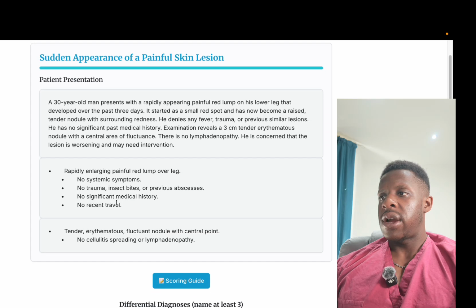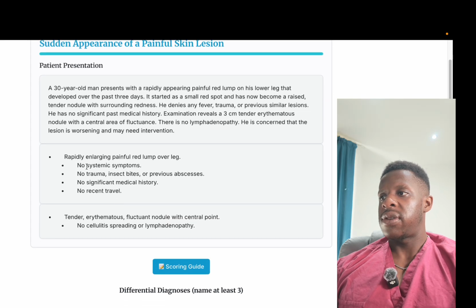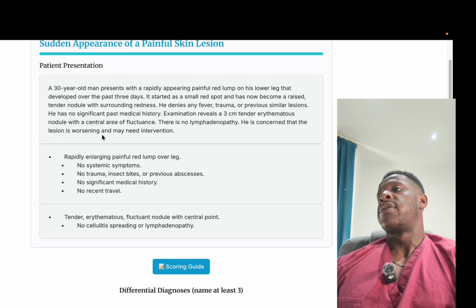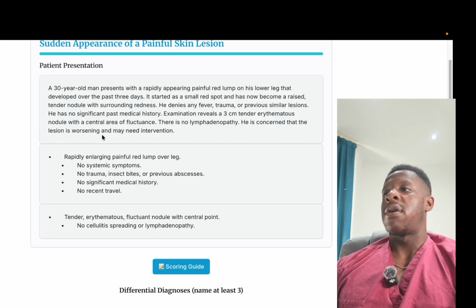So we have a rapidly enlarging painful red lump over the leg, no systemic symptoms, no trauma, insect bites or previous abscesses, no significant medical history, no recent travels, a tender red fluctuating nodule with a central point, no spreading cellulitis or lymphadenopathy. Well, so what is going on? Okay, this is interesting. So we have a tender erythematous nodule with a central area of fluctuance. There's no lymphadenopathy, and he's concerned that the lesion is worsening and he may need intervention. But it doesn't seem like there are any systemic symptoms.